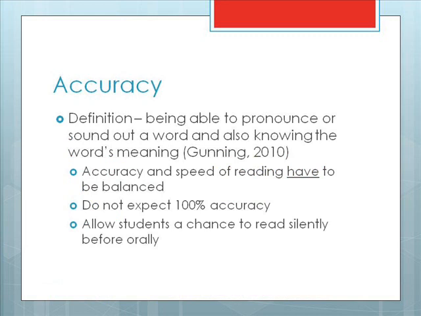Accuracy is being able to pronounce or sound out a word and also knowing the word's meaning. Accuracy and speed of reading have to be balanced. An overemphasis on accuracy will lead to a decrease in reading speed. Do not insist on 100% accuracy. If you do, students will get the wrong idea about reading.